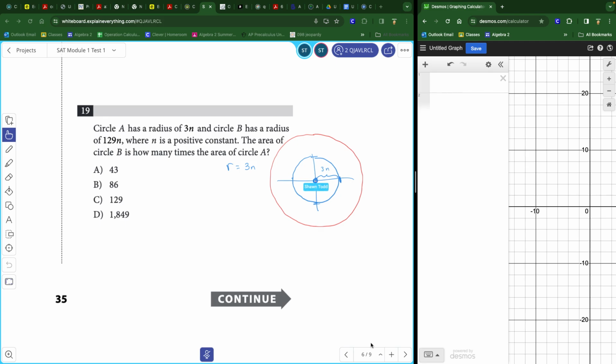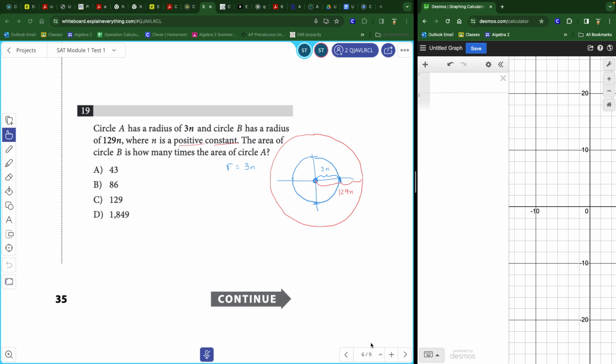But now center all the way out to the edge, its radius is 129n, where n is a positive constant. So n is like 0.5 or 2 or 3 or 200. We don't know what n is. We just know it's positive and it's just always the same number. The area of circle B is how many times the area of circle A?